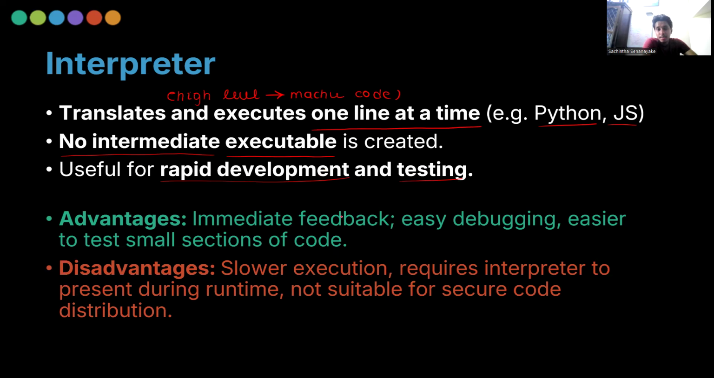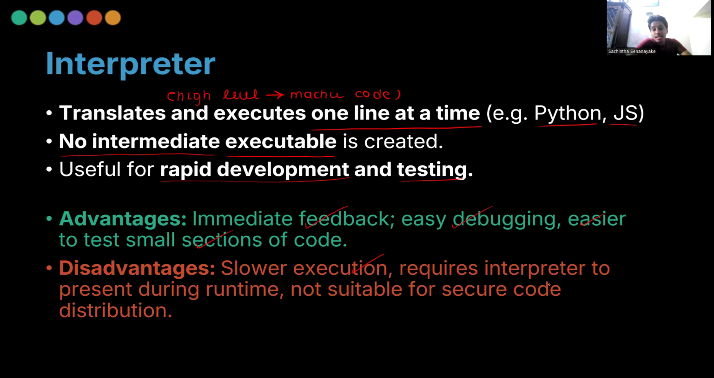Advantages of interpreters are that they provide immediate feedback when an error occurs. If you have errors in line number 1 and 3, you cannot get to line number 3 unless you solve line number 1, which makes it less of an information overload for you because you're solving your errors line by line. Then it's easier, therefore, to test small sections of code. But the disadvantage of an interpreter is that it's slower to execute because it executes line by line, showing you errors one by one.